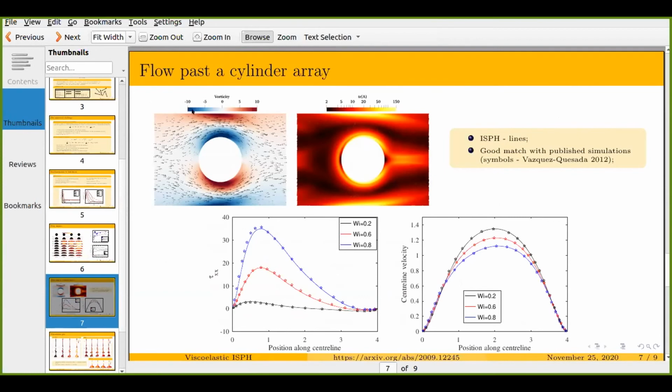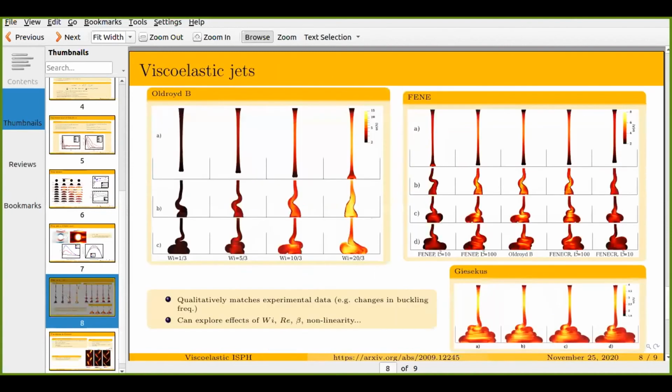So we've got a periodic flow in the x direction, walls at the top and bottom, and we can see the asymmetric form of the vorticity field and the molecular deformation. And again, we get a good match with previously published simulations. Finally, one of the key things we've looked at is viscoelastic jets. So when you have a low Reynolds number jet, it can buckle, and viscoelasticity can promote that buckling behavior.